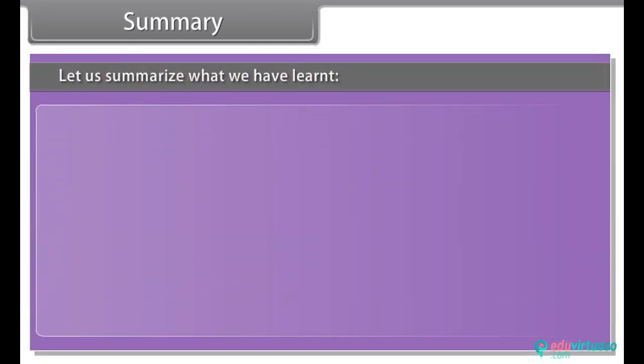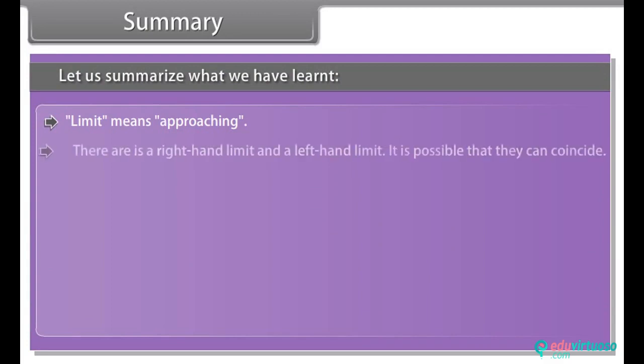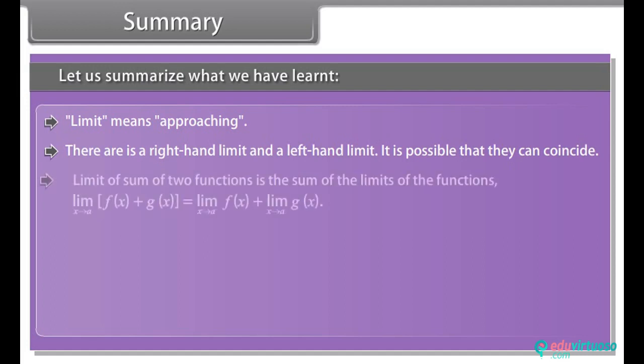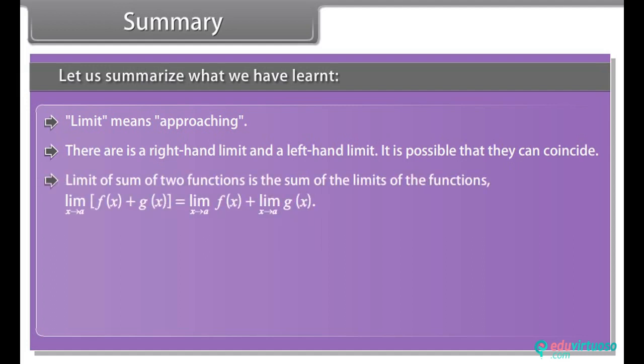Summary. Let us summarize what we have learned. Limit means approaching. There is a right-hand limit and left-hand limit. It is possible that they can coincide. Limit of sum of two functions is the sum of the limits of the functions. Limit x tends to a of f of x plus g of x is equal to limit x tends to a of f of x plus limit x tends to a of g of x.